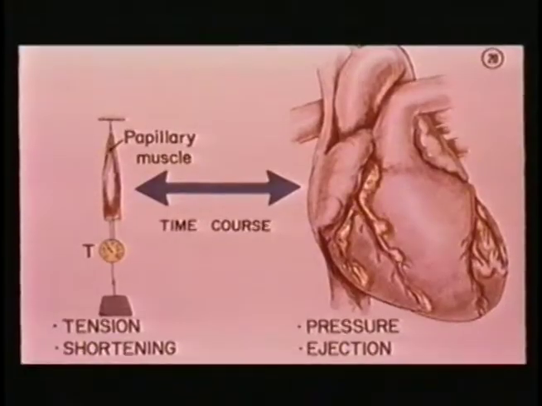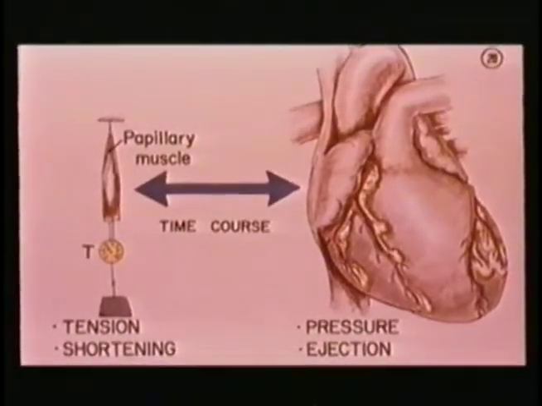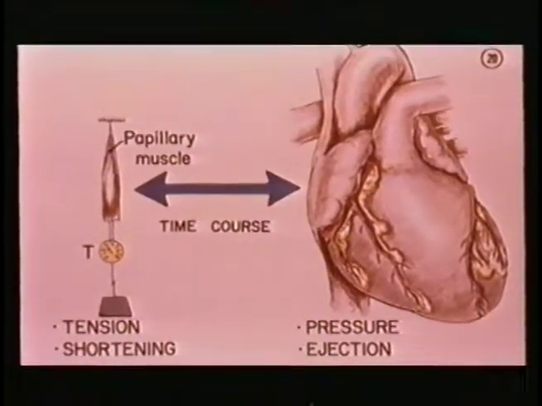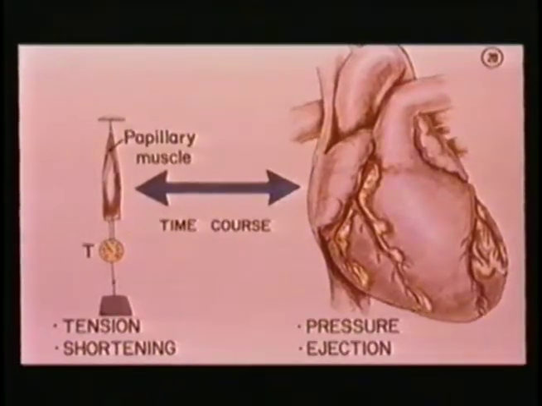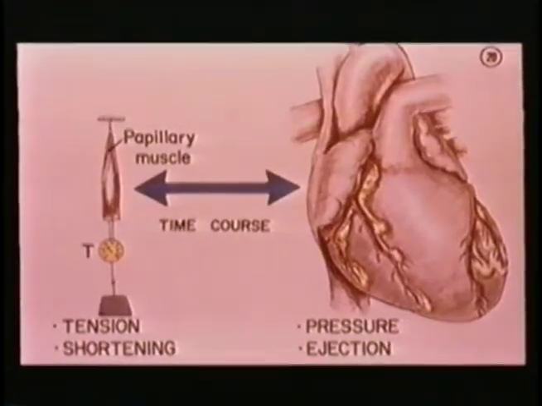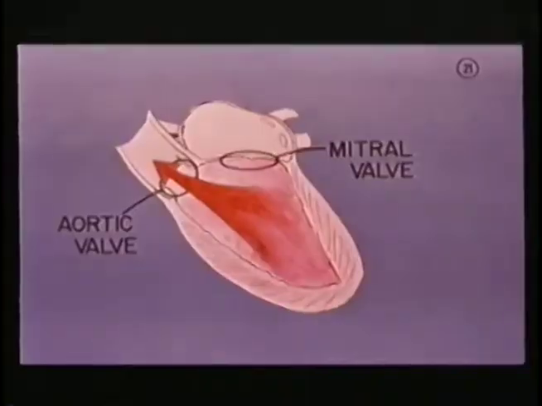Slide 20. To utilize the papillary muscle to study the factors influencing shortening, we need to program it to go through the same type of contraction as a segment of ventricular wall. In other words, the time course of tension and shortening in the papillary muscle should be similar to that actually experienced by ventricular fibers.